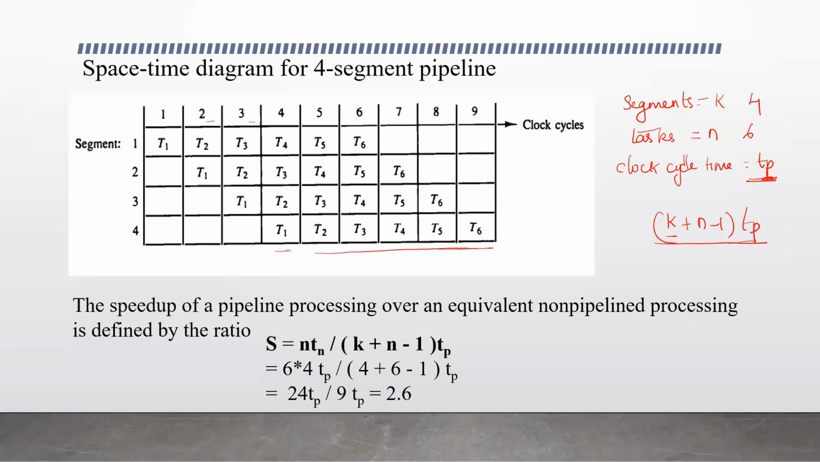And if we take a non-pipeline system, let's say this system does not support parallel processing. If 4 clock cycles are needed to compute one task, what is the time needed to complete the n operations? So in a non-pipeline system, let n be the number of tasks, and the clock cycle time is referred to as Tn in a non-pipeline system.